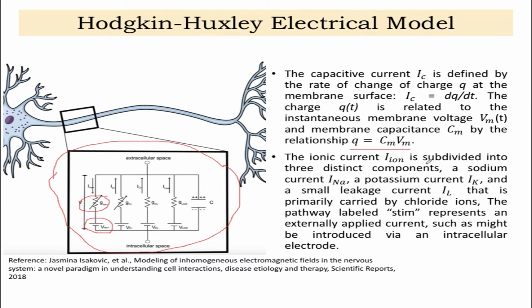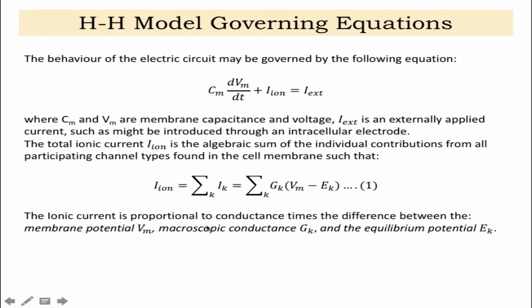Now the ionic current I_ion is subdivided into three distinct components. That is the sodium current part I_Na, then a potassium current part I_K, and a small leakage current I_L, which is primarily carried by the chloride ions. So these are the three currents that are actually streaming into the system, and that's the full system along with the capacitance corresponding to each one of them.